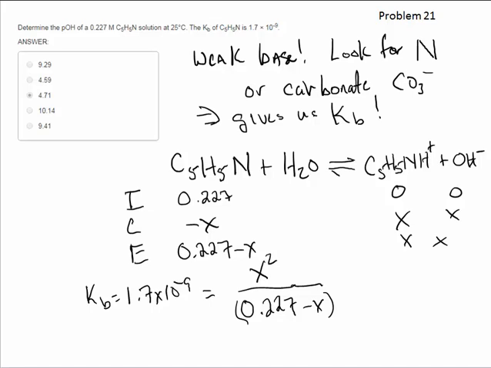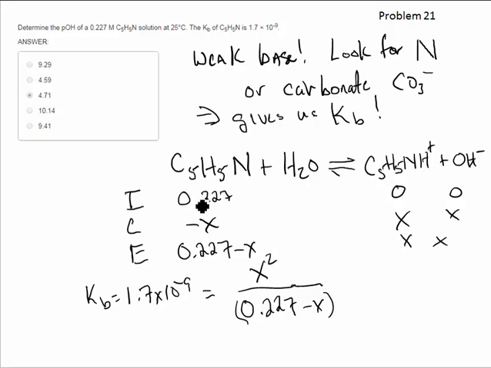Okay, for this one, problem 21, it's another ICE calculation. It asks you to calculate the... okay, so this one's now a weak base, right? It has that N. We're looking for the N. That's how we're going to recognize this as a weak base, not to mention it gives us the Kb here. Kb is this. There is an N in this molecule, so that's what we're looking for, either that N or a carbonate. Those are the weak bases. And it gives us that Kb, so we just write down the equation.